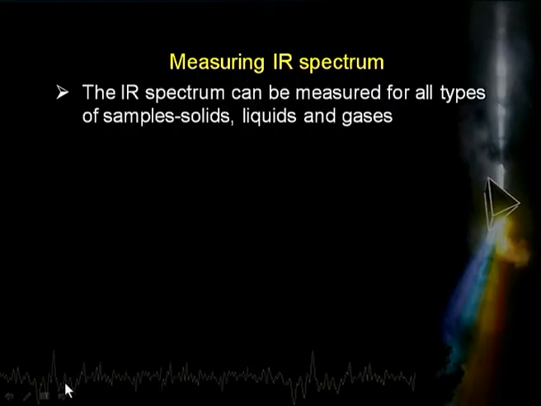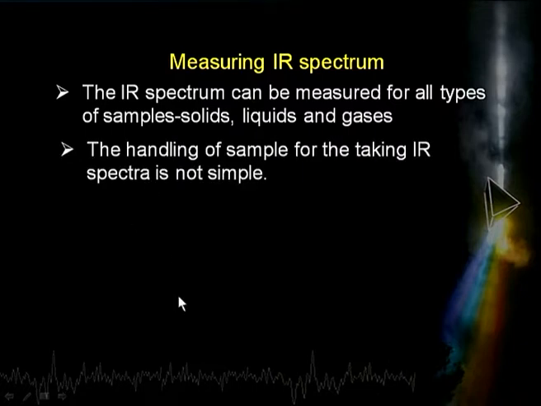In order to measure an IR spectrum, we see that it can be measured for all types of samples. We can do it for solids, liquids, and gases. That means the applicability is very broad in principle, but doing it is actually very difficult because of sample handling. For any spectrum to be measured, we have to contain the sample in a container and make it interact with the radiation there, and suitable containers are not readily available for that purpose.